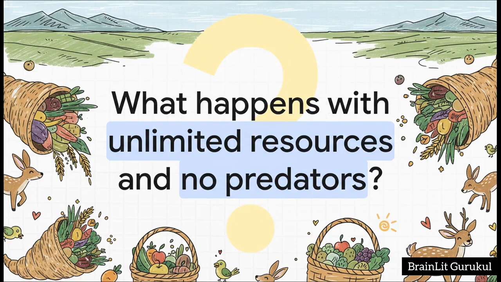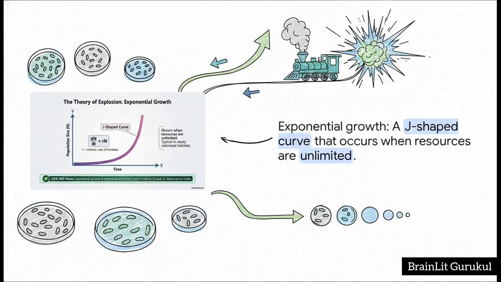So let's play a little what-if game. Let's imagine a population that has the ultimate cheat code turned on. Unlimited food, endless space, and absolutely 0 predators. What do you think happens? Yeah, you get an absolute explosion.